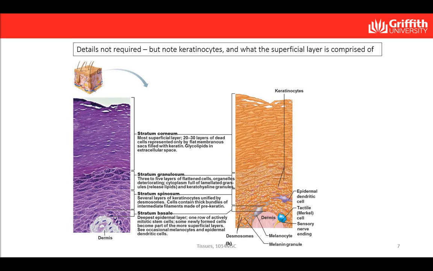The figure in this slide is a photomicrograph of the four major epidermal layers in thin skin. However, this picture is just for reference. The key feature is to remember that the topmost layer, the stratum corneum, is made up of dead cells that are filled with keratin, and that the keratin is secreted by keratinocytes.